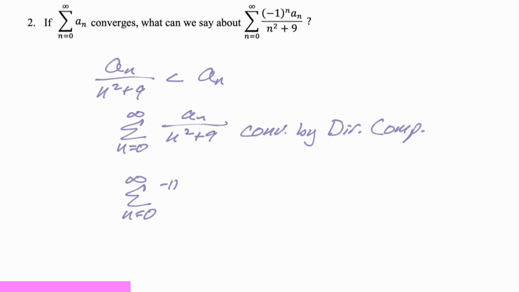The sum from 0 to infinity, negative 1 to the n, a sub n, over n squared plus 9, converges absolutely, right? That's going to converge absolutely.